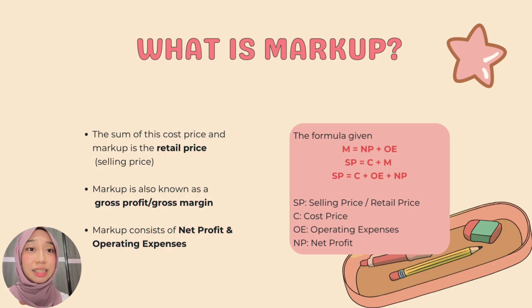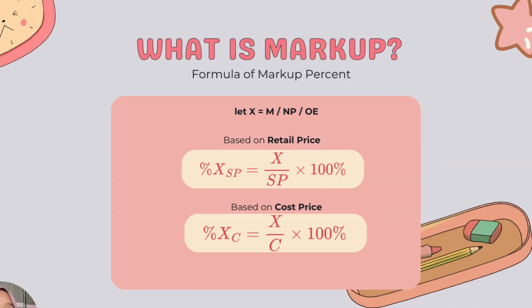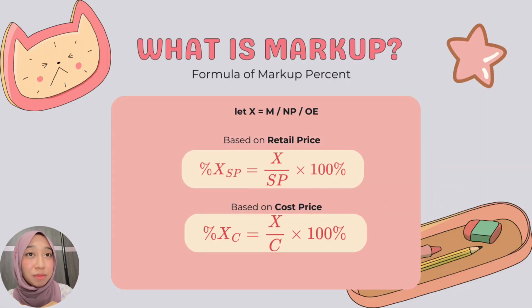Okay, next slide. In this slide, we have the formula for markup percent. Based on retail price, we have to divide X with SP and then multiply it with 100%. And if it's based on cost price, then we have to divide X with cost price and multiply by 100%. They're both basically the same formula, so you just need to apply the selling price or cost price.